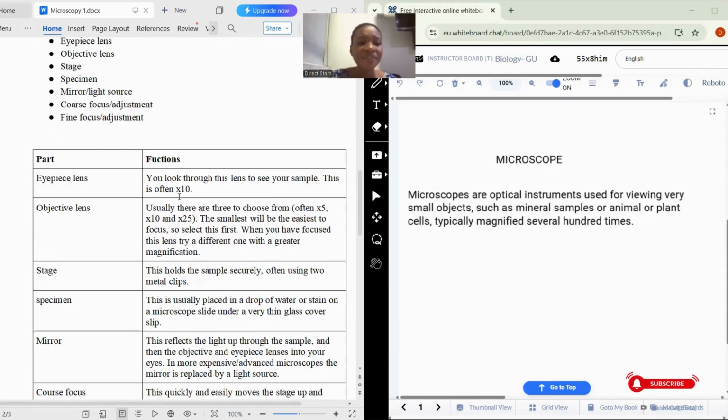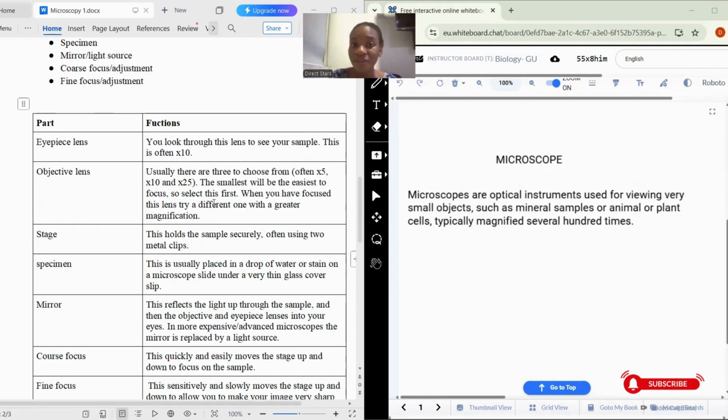So now we have the eyepiece. What is the function of the eyepiece? The eyepiece is simply the part where you look through. When you're making use of a microscope, the eyepiece is where you put your eyes to look through it. This is often magnified to about 10 times.